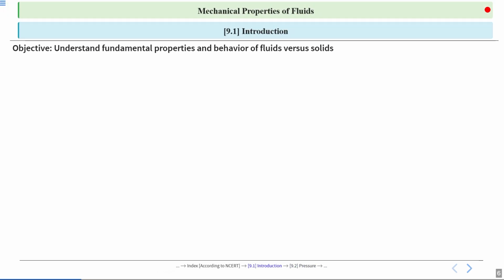Now we are going to explore the fundamental properties and behaviors of fluids compared to solids. Let's start by defining what we mean by fluids. Both liquids and gases can flow, which is why we refer to them collectively as fluids. This ability to flow is a key characteristic that sets them apart from solids.